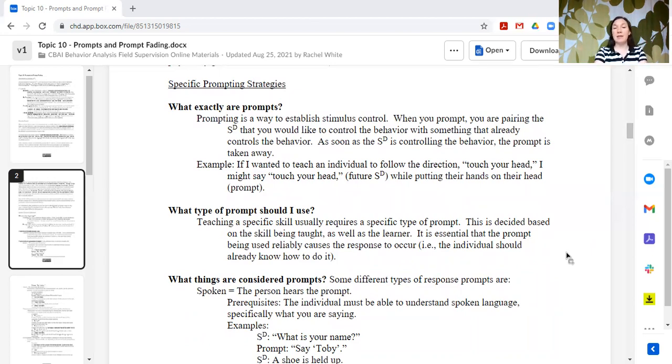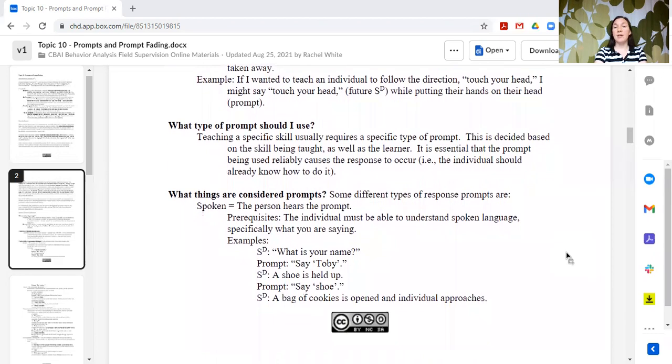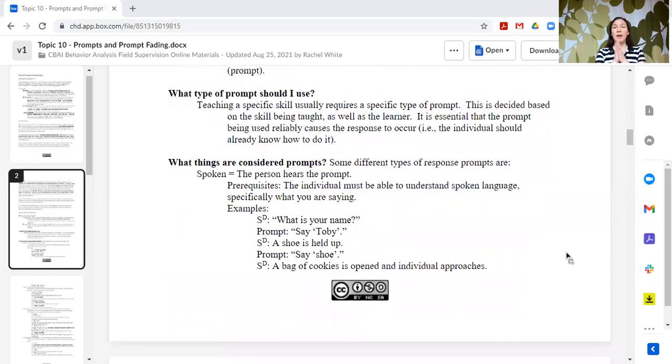Teaching a specific skill usually requires a specific type of prompt. This is going to be based on the skill being taught as well as the learner. It's essential that the prompt that you are using already reliably produces the behavior. So if you are selecting prompts that don't work, they're technically not prompts because they don't already control the behavior. We have to choose what already evokes the behavior for that learner and then pair that with what we want to evoke that behavior for the learner.